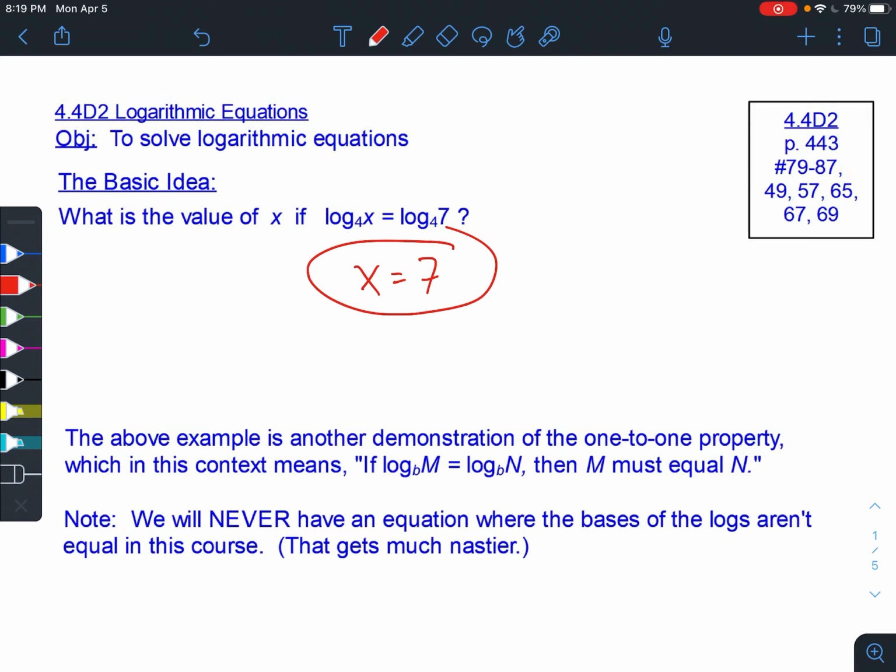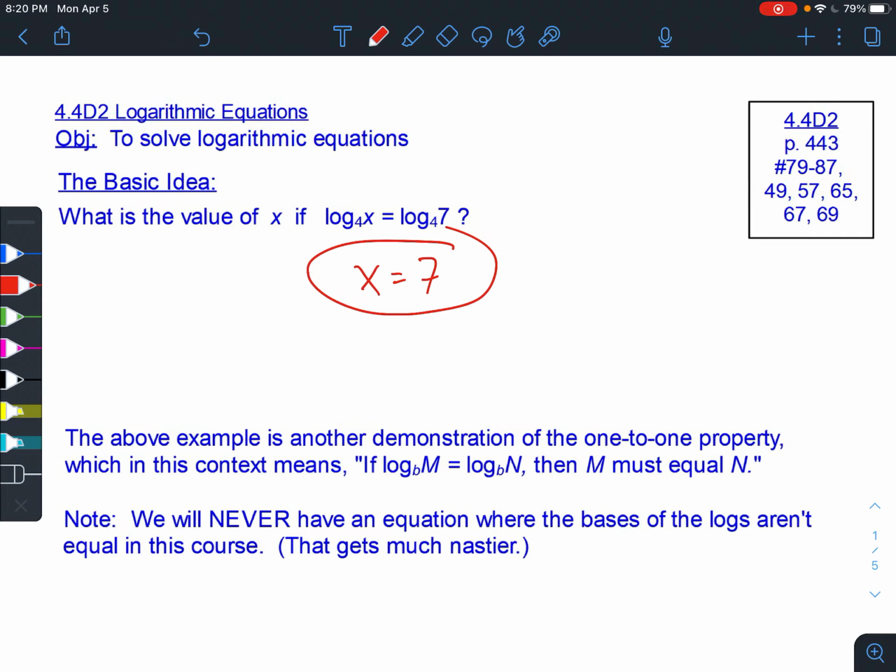So that above example is another demonstration of the one-to-one property that we've used previously, which in this context means kind of what I said: if log base b of m equals log base b of n, then m must equal n. So again, if log of something equals log of something else, those two somethings have to be equal. Now, we're never going to have an equation where the bases of the logs aren't equal in this course, because that gets way nastier than anything we are going to deal with.